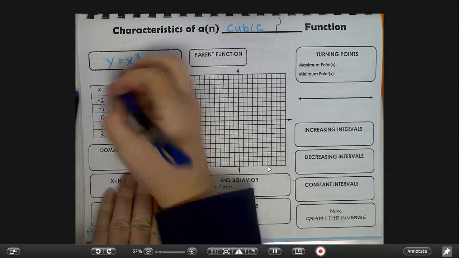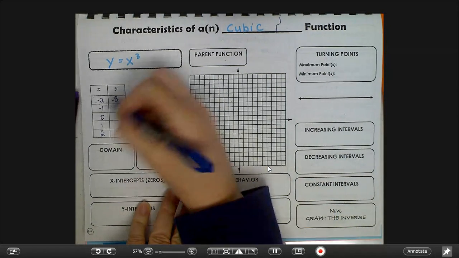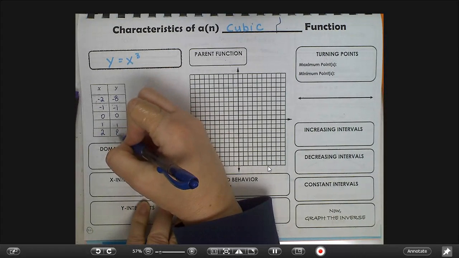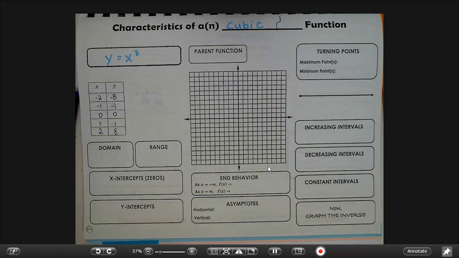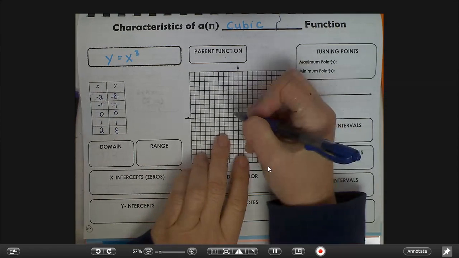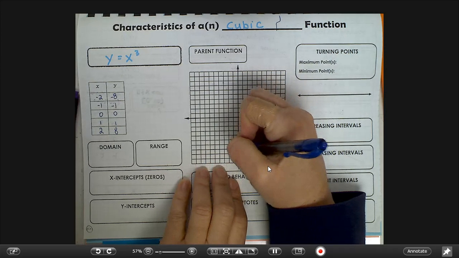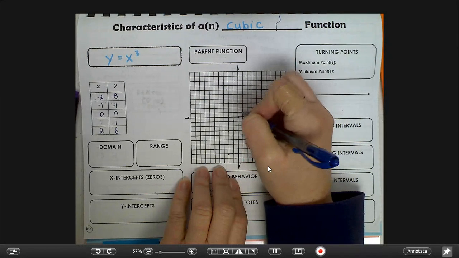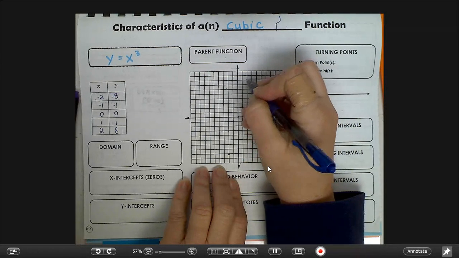-2 to the third power is -8. -2 times -2 times -2. -1 to the third power is -1, 0, 1, and 8. So you can see in a cubic function, this is rising and falling much more rapidly than in a quadratic. And also we have negative values here that we didn't have before. So let's go ahead and plot our points. -2, -8, -1, -1, 0, 0, 1, 1, and 2, 8.